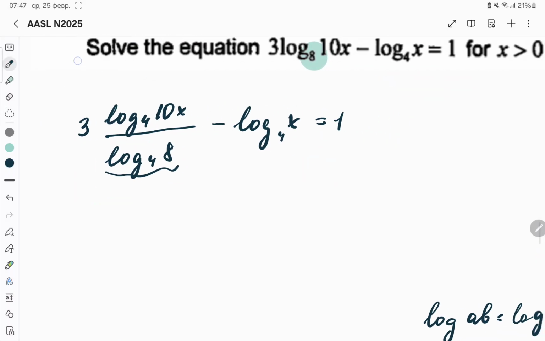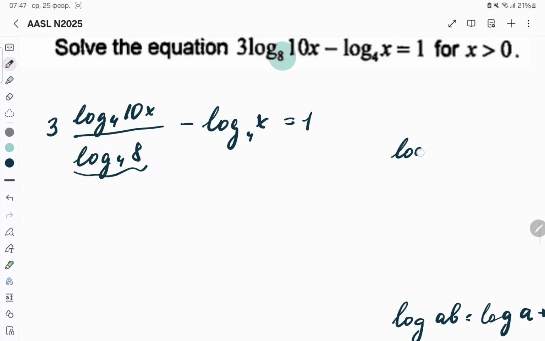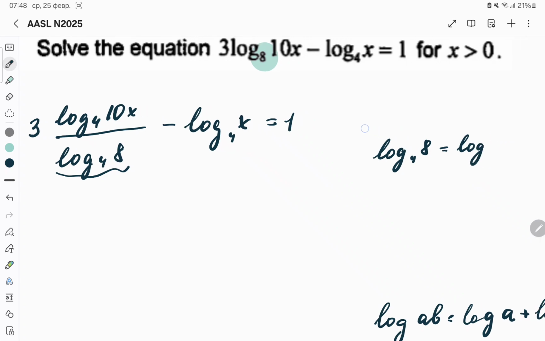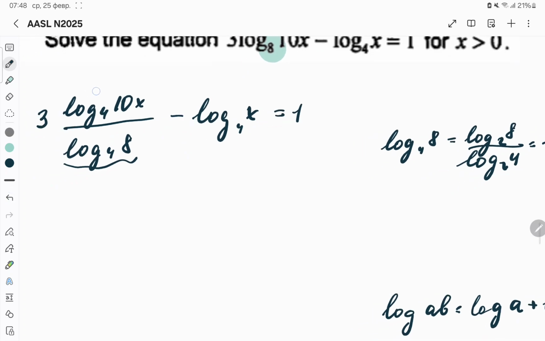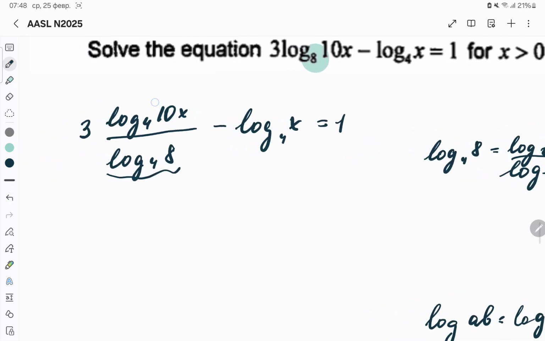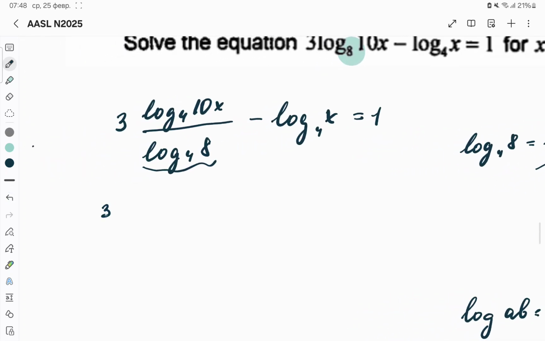So here we have to know that it is equal to logarithm 8 divided by logarithm 4 base 2. And now we know that this is 3 and this is 2. So now it is 3 over 2. Let's write it here: logarithm 10x base 4, and this is 3 divided by 2 minus logarithm x base 4.